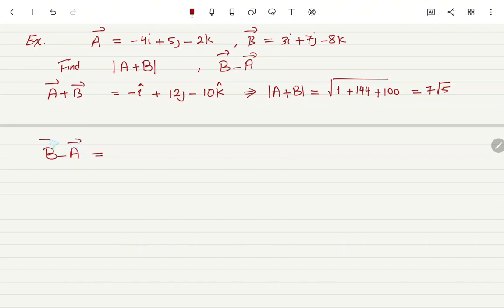Now to find b minus a, in this case, remember, vector subtraction is not commutative. So b minus a is not equal to a minus b. You just subtract 3 minus minus 4, it's 7, i, plus 7 minus 5, 2j, minus 6, k.